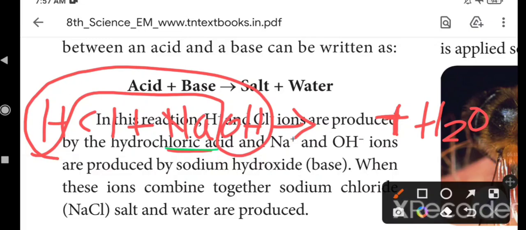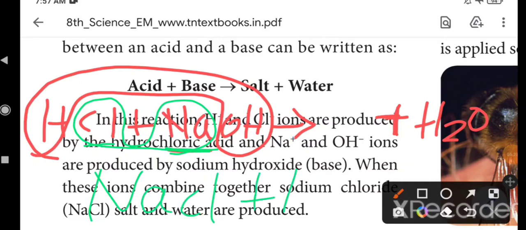Na and Cl. Okay, so its product is NaCl plus H2O. NaCl is one of the salts, sodium chloride. Okay, sodium chloride is a salt, then it produces water. Acid and base give us salt plus water. The acid, for example HCl, base NaOH, gives us NaCl plus H2O.